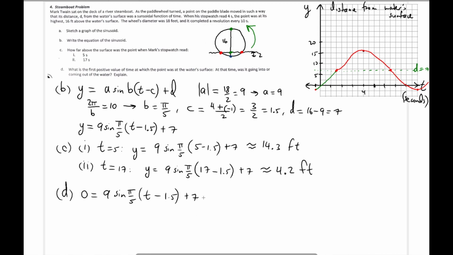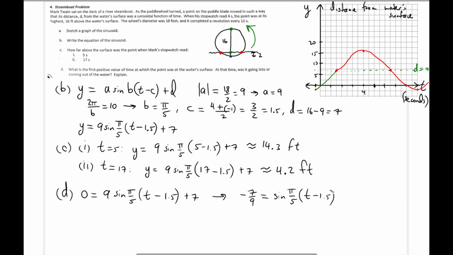Okay? And now how do we do this? We subtract the 7, and then we divide that by 9. So it's going to be basically negative 7 over 9 as a result of subtracting 7, and then dividing it by 9 both sides. We get negative 7 over 9 is equal to sine pi over 5 times t minus 1.5.